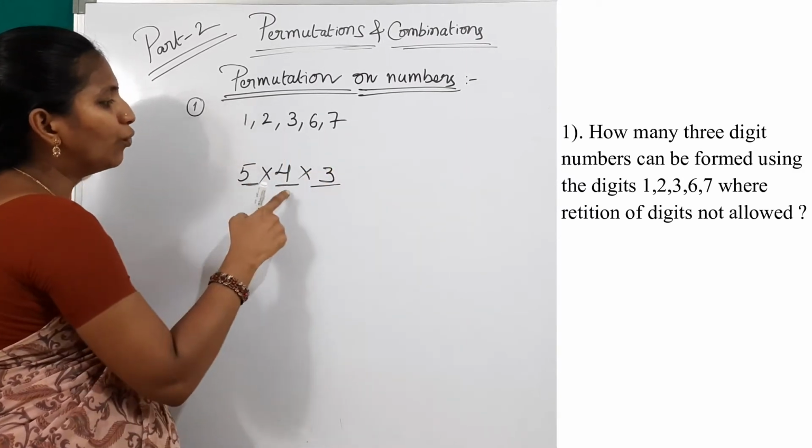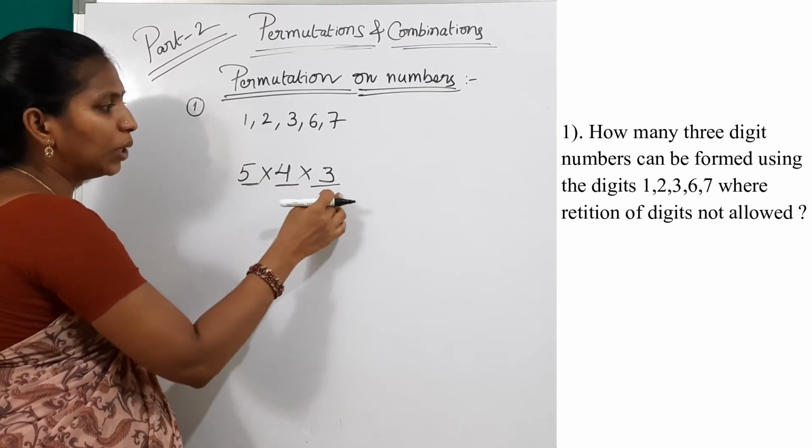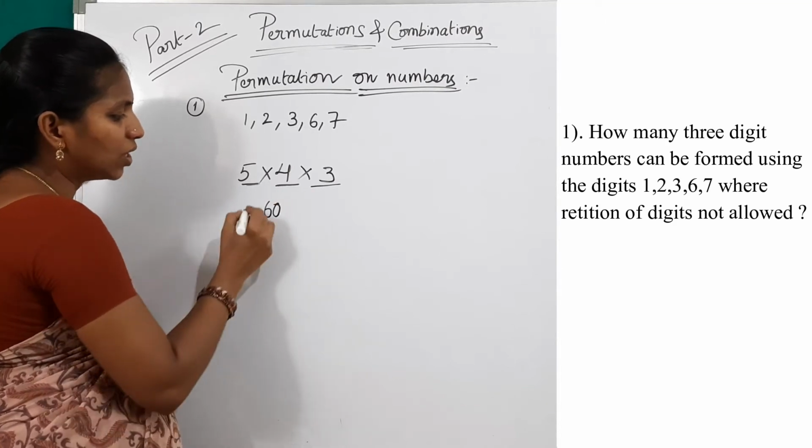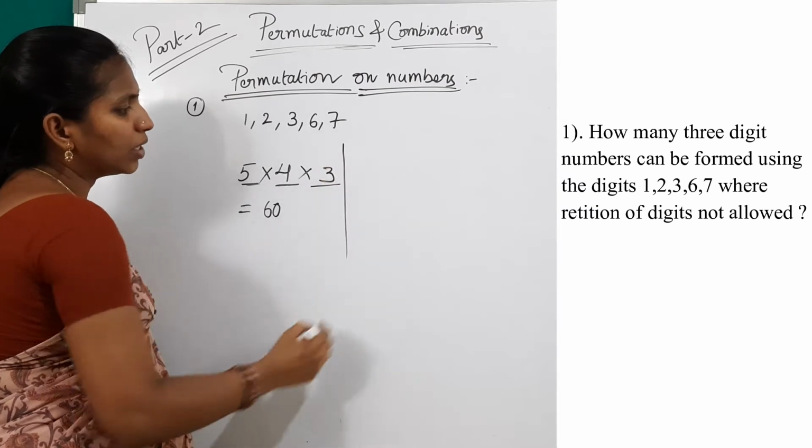3. 5 into 4 into 3 is the result. So 5 into 4 is 20. 20 into 3 is 60. Final answer is 60. Same question in permutations concept.